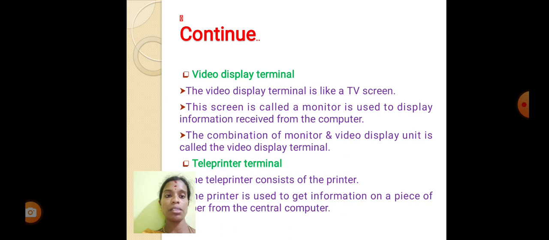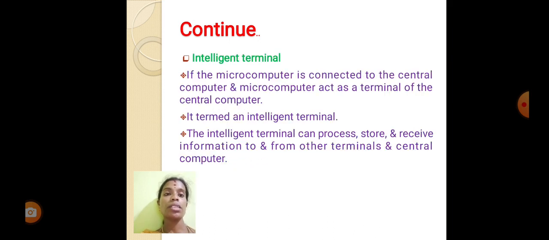Teleprinter terminal. The teleprinter terminal consists of a printer. The printer is used to get information on paper from the central computer. Next one is intelligent terminal. If a microcomputer is connected to the central computer and acts as a terminal of the central computer, it is termed an intelligent terminal. The intelligent terminal can process, store and receive information to and from other terminals and the central computer.